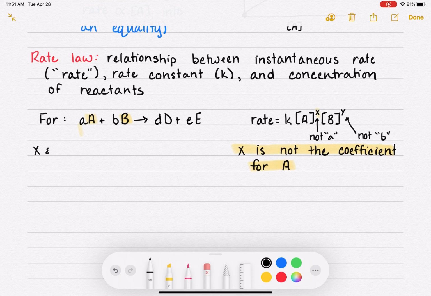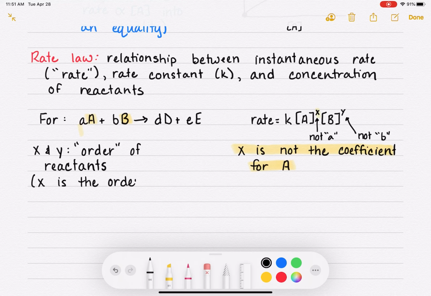So the x and the y, and if we had a z, these are called the orders of our reactants. So x, in this rate law that we wrote, we call the order of A. y is the order of B, and so on.